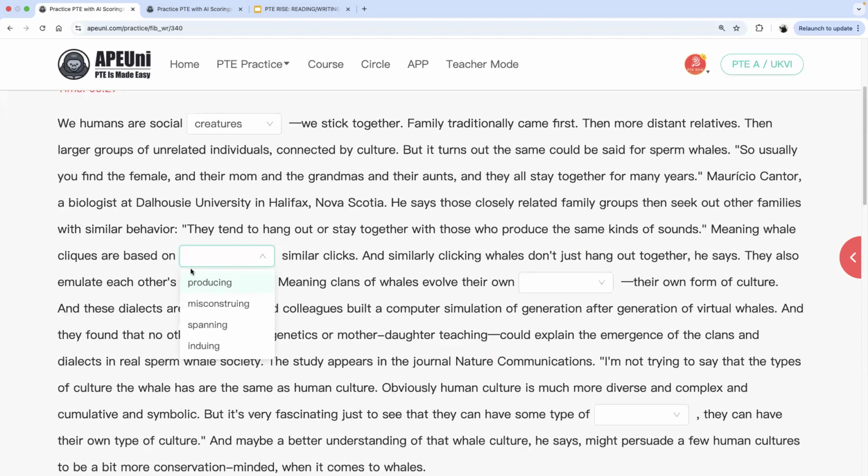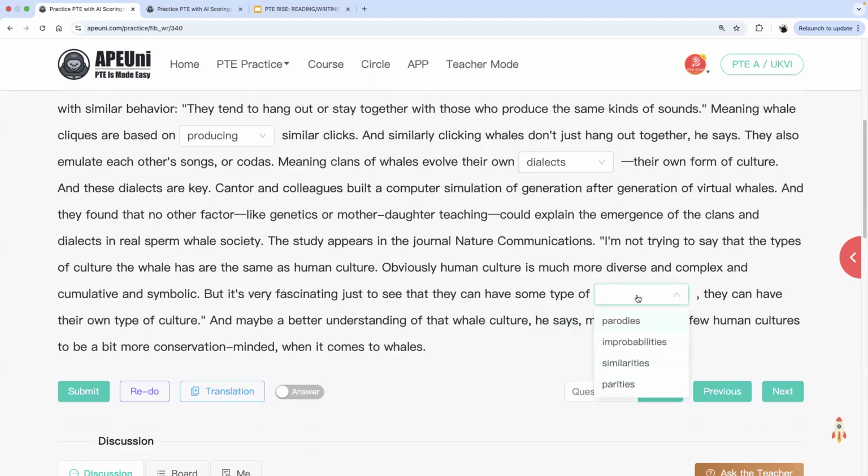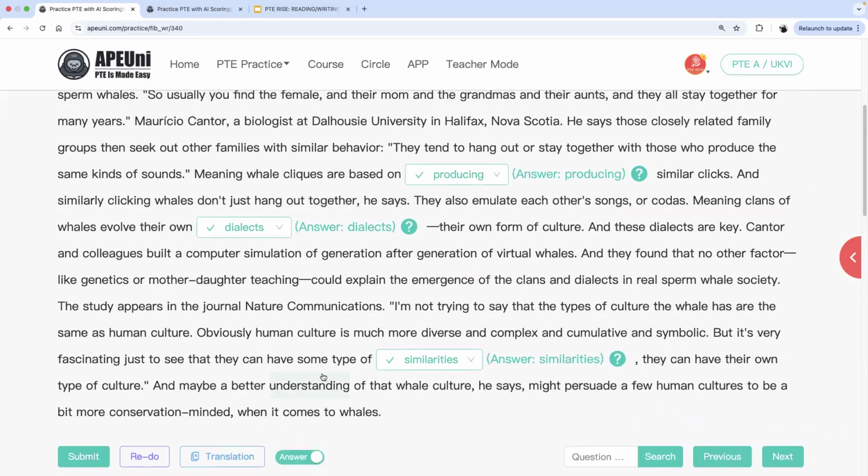Producing, spanning. Here is the answer. Good. Clans of whales evolved their own dash, their own form of culture. Dialects. That's what I was saying. It seems like we've just done it recently. They can have some type of dash. Similarities. We just did this question recently.